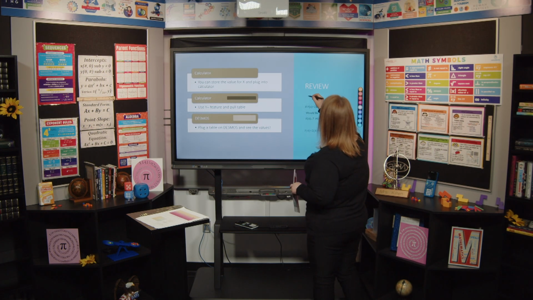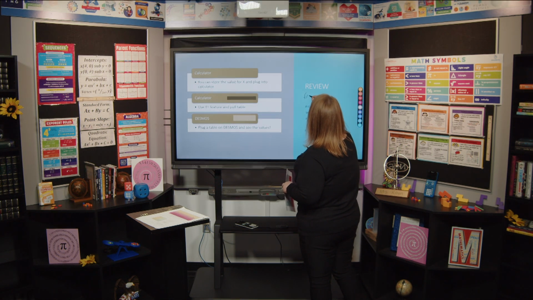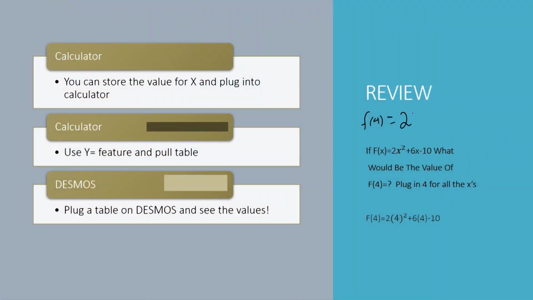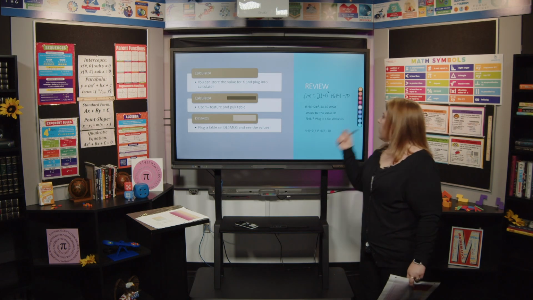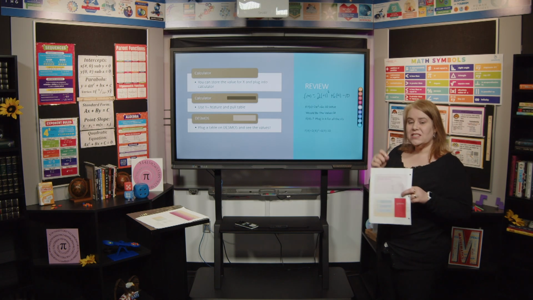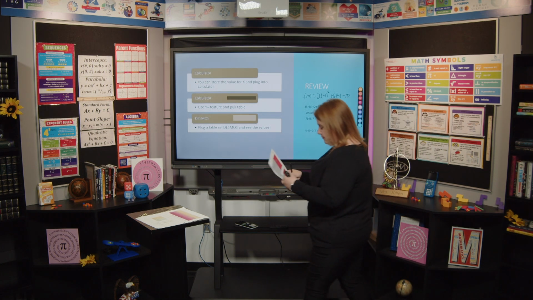So if we wrote it, it could look like f of 4 equals 2 times 4 squared plus 6 times 4 minus 10. That's a simple calculator skill. Or I could plug it in Desmos. Let's do both and see what we've got.